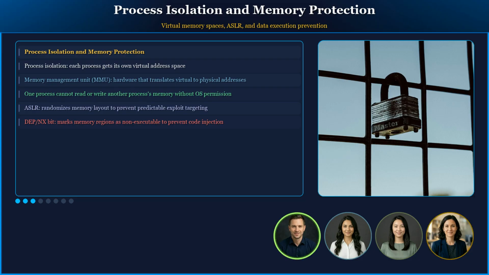For the exam, Bella: process isolation relies on the MMU. ASLR randomizes memory layout. DEP prevents execution of data memory. All three are hardware-assisted memory protection mechanisms that support the principle of least privilege at the memory level.